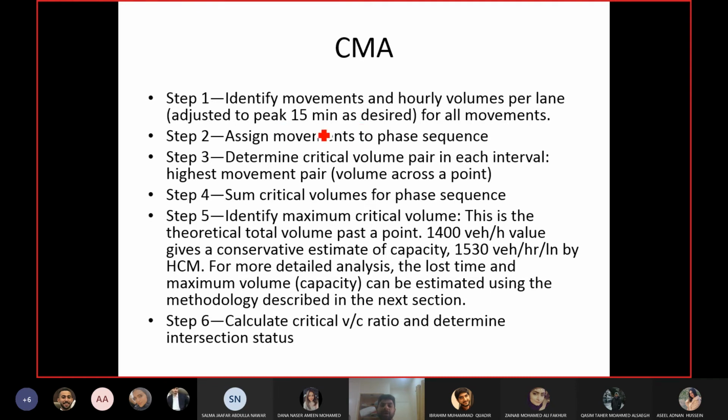When you adjust hourly volume to peak 15 minutes, how do you do it? What adjustment do we apply to hourly volume for peak 15 minutes? Tell me. We did it in the previous topic as well, when we were calculating with the volumes given for the freeways. What did we do?